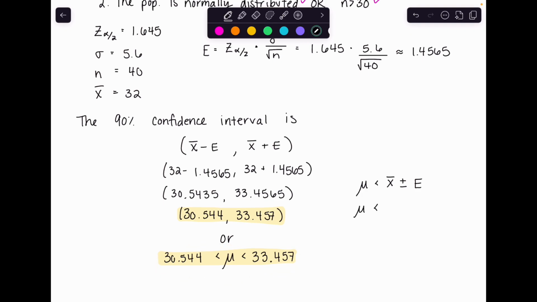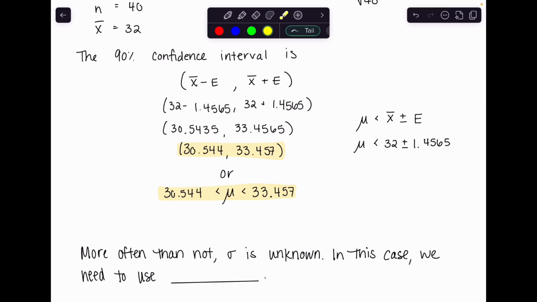So you can find your upper bound by taking that mean, which is 32, and adding the error of 1.4565. And then that lower bound is found by subtracting. So that's what we use the plus or minus for, okay? But like I said, realistically, it's very unlikely that we know the true population standard deviation because we are estimating our population mean. So in these cases, more often than not, sigma is actually unknown.